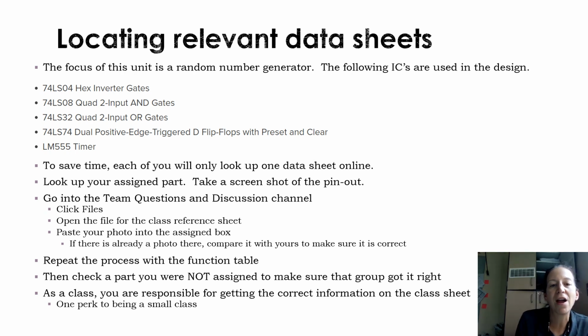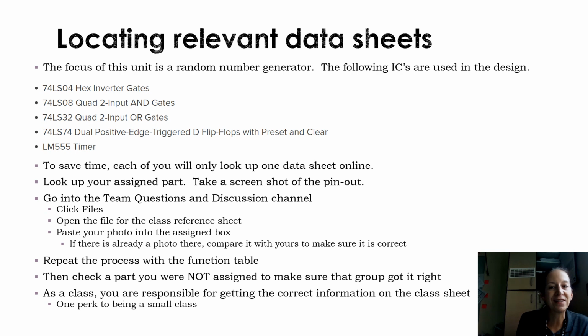So to save time, each of you will only look up one data sheet online because we want to be efficient with this, and we do want to learn how to work together as a group. So of those 5 gates, I'll probably split it up. As of this recording, we're down to 14 people in the class. So 3 of you will be responsible for looking up each one, or 2 of you, depending on if people are absent. So I might assign you the 74LS08 quad 2 input AND gate.